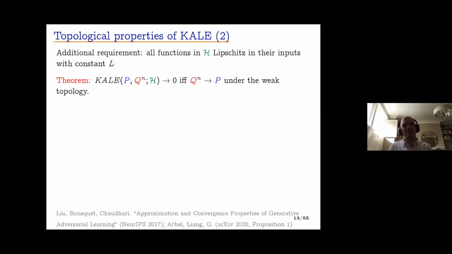We're going to make the additional assumption that the functions in calligraphic H are Lipschitz with constant L. If this holds, then our variational lower bound, our KL, approaches 0 if and only if our Q weakly converges to P. Okay, so this is a very nice property. If I have weak convergence, then my KL is going to drop to 0. So this is a property that the phi divergences don't have.